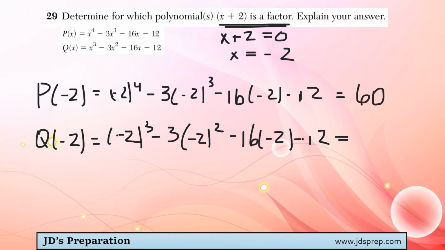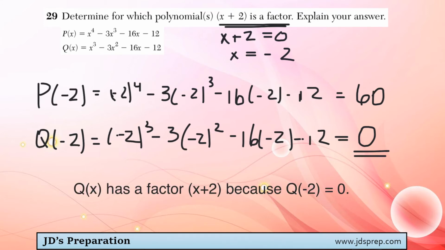P of -2 is equal to 60, and q of -2 gets us the answer of 0 that we were trying to find. So to wrap it up in our explanation, I'm going to state that q of x has a factor of x plus 2 because q of -2 is indeed equal to 0.